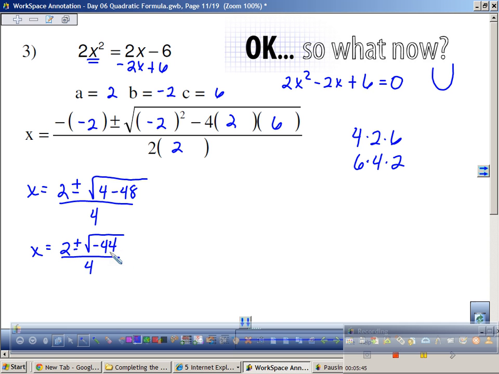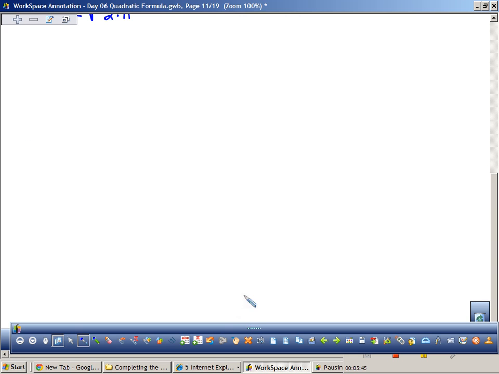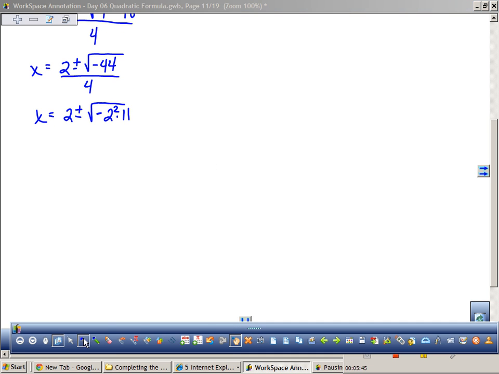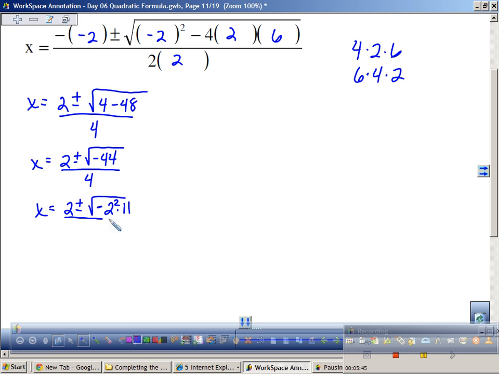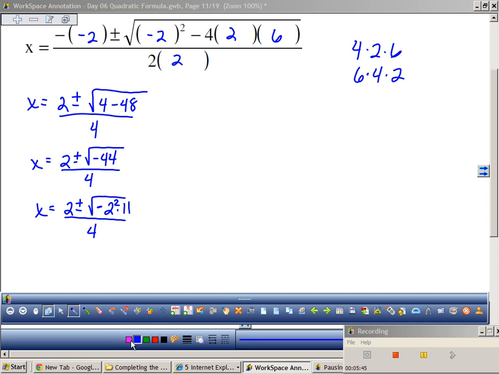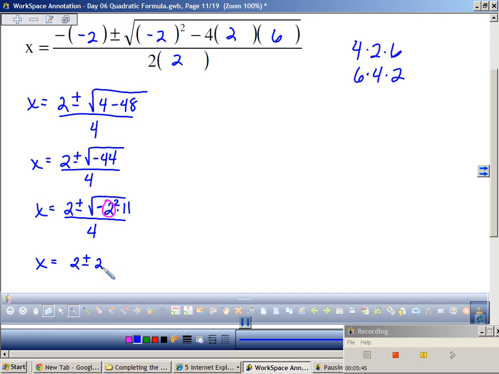What square is in here? There's a 4 in there, or a 2 squared. So 2 plus or minus the square root of a negative, a 2 squared, and what's left over? 11. All over 4. So that 2 gets kicked out. And we're left with x equals 2 plus or minus 2 root negative 11 all over 4.